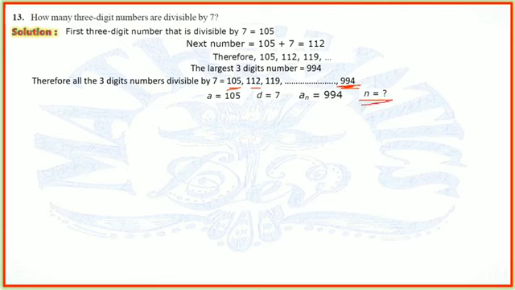N is not given, so that is our question. How many 3-digit numbers? That means the value of n has been asked. Now an is equal to A plus n minus 1 into D.